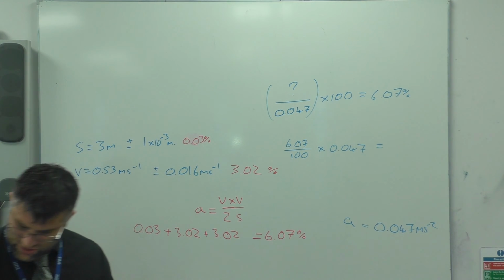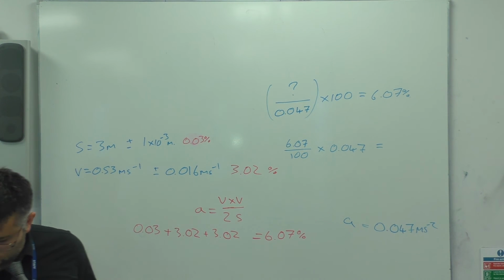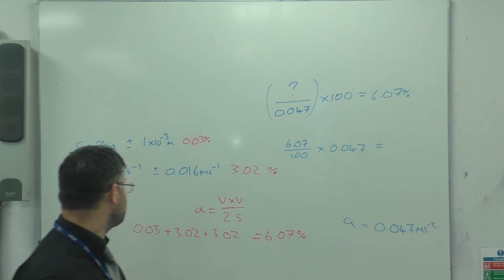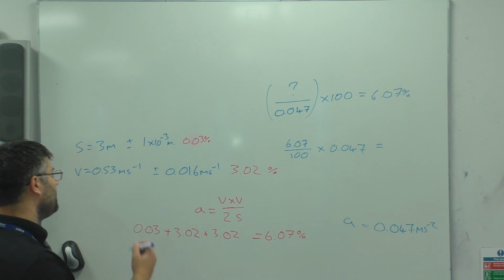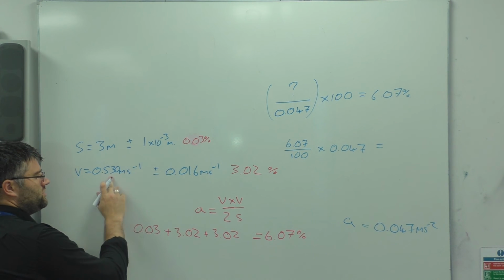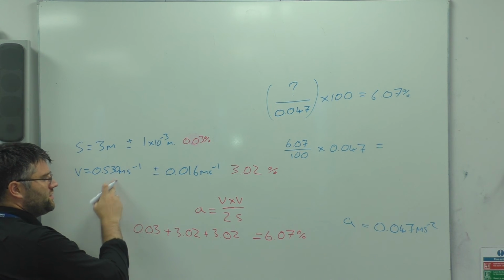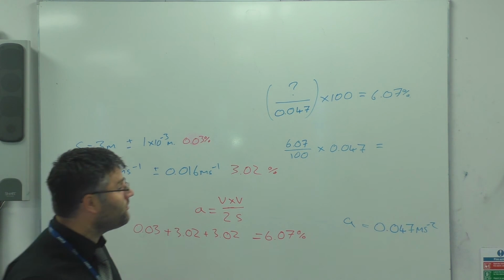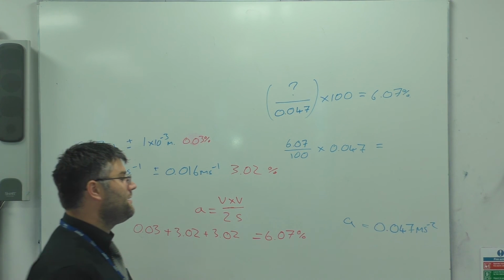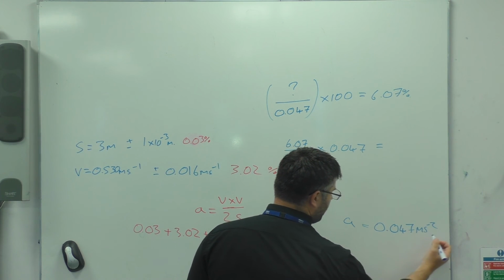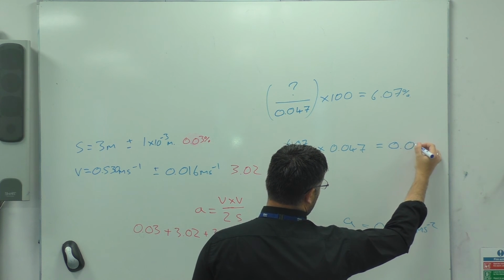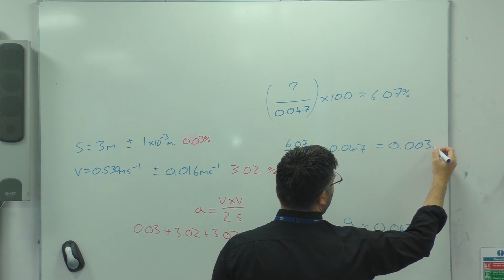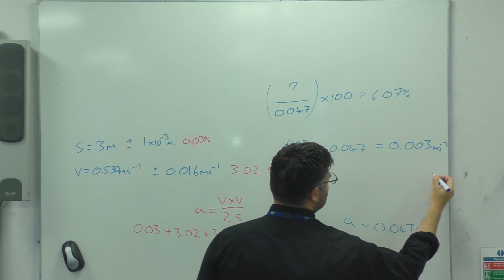So I've got an uncertainty of 0.002852. Obviously I'm going to round to our smallest percentage, our greatest precision. Now remember, I wrote a 0 there for a reason. So we've got 3 decimal places we're looking for, so we're going to round that to 0.003 meters per second to the minus 2.